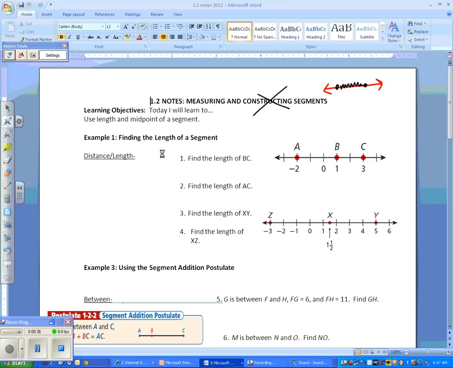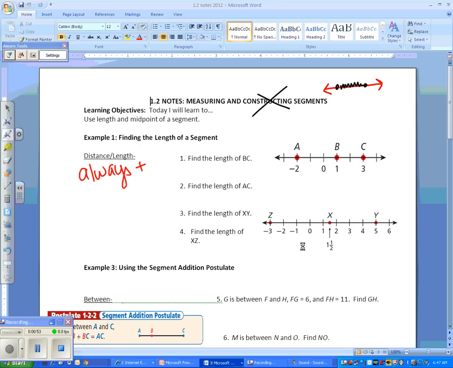So example one, the first thing you're going to do in the book is talk about distance and length, and those are words that you guys have used before, but something I would write down is that the answer always needs to be positive. It wouldn't make sense if you said that the mall is negative 2 miles away, right?